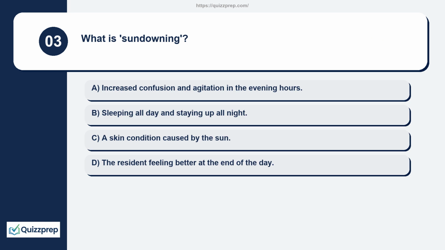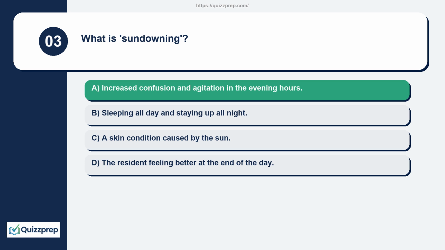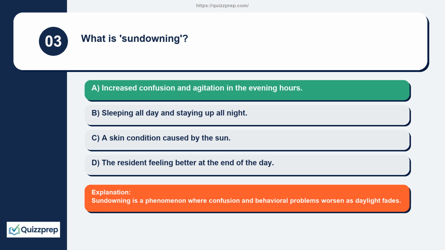Question 3. What is sundowning? Increased confusion and agitation in the evening hours, sleeping all day and staying up all night, a skin condition caused by the sun, the resident feeling better at the end of the day. Sundowning is a phenomenon where confusion and behavioral problems worsen as daylight fades.